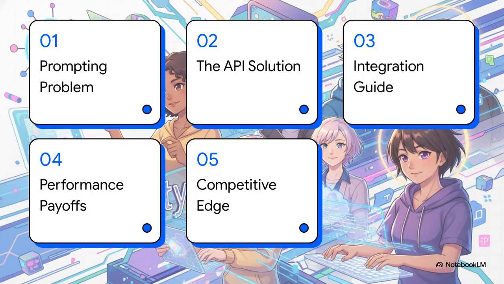Okay, so here's our game plan for today. First, we're going to really dig into why manual prompting is such a bottleneck. Then, I'll introduce you to the PixPretty API and show you how it's totally changing the game. After that, we're getting hands-on with a step-by-step integration guide. We'll look at the hard numbers that prove its power, and finally, we'll talk about how this one tool can give you a massive competitive edge. Ready to dive in? Let's do this.